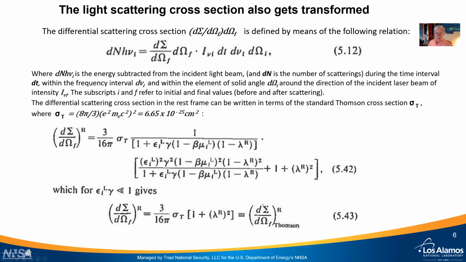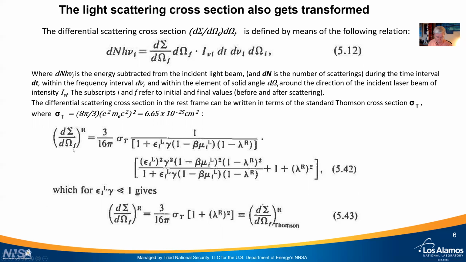Well, we also have to do this transformation for the differential scattering cross-section. Here's your scattering cross-section in the initial and final. I refers to initial and final values before and after scattering. The capital I is the intensity of the laser. A time interval, frequency interval, solid angle interval, and the number of scattered photons.